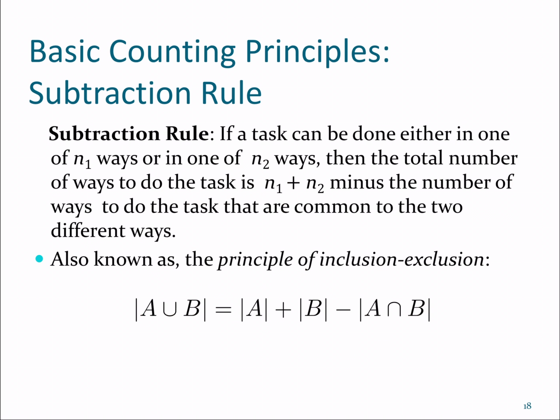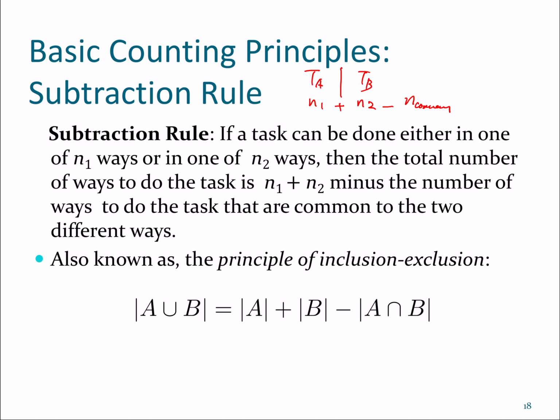Next rule is the subtraction rule. As you can see, if you look at the tasks T1, TA, TB, they're side by side. There are N1 ways to do TA and N2 ways to do TB. If they're disjoint, you can use the sum rule. But if there is any common part, then you need to use the subtraction rule. So the total for the task will be N1 plus N2 minus the common ways of the two. This is called the subtraction rule.